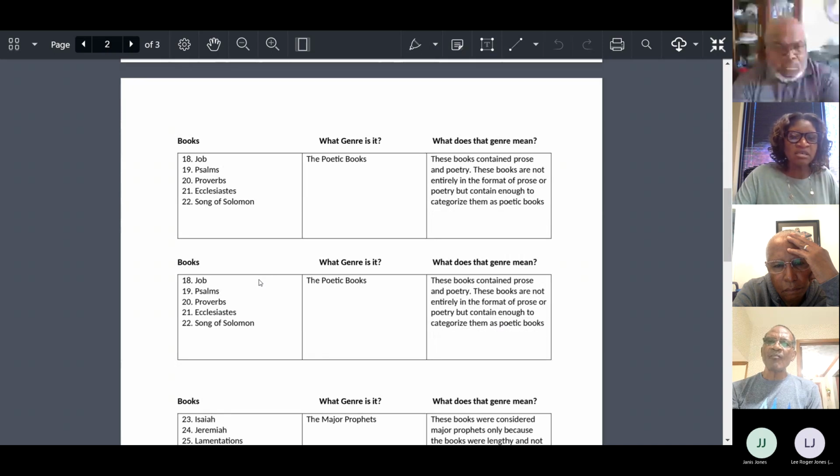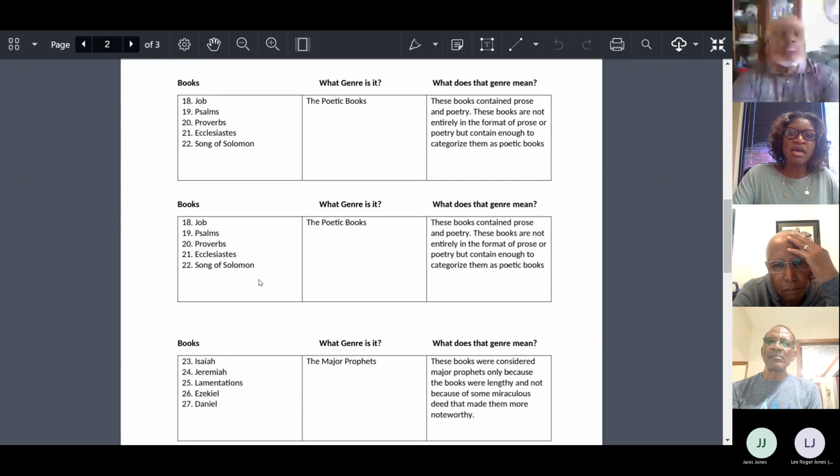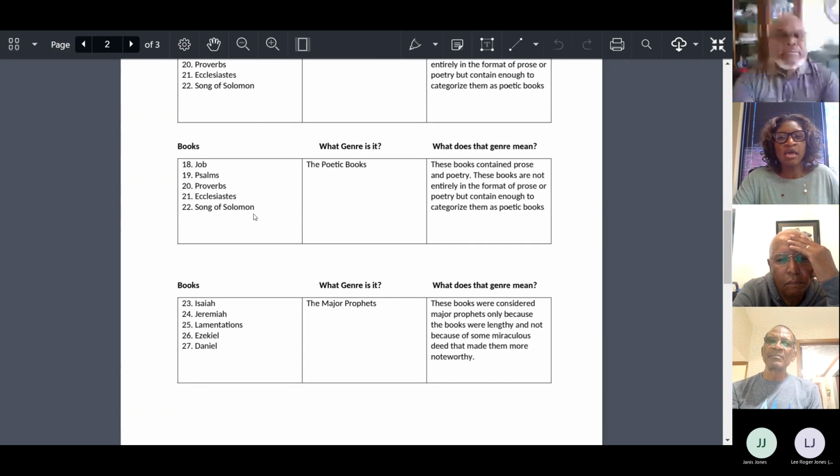All right, I had one of the sections duplicated, so I apologize for that. Okay, Job, Psalms, Proverbs, Ecclesiastes, Song of Solomon. You may have two answers for this one. It may be poetry or poetic. Some may say wisdom.